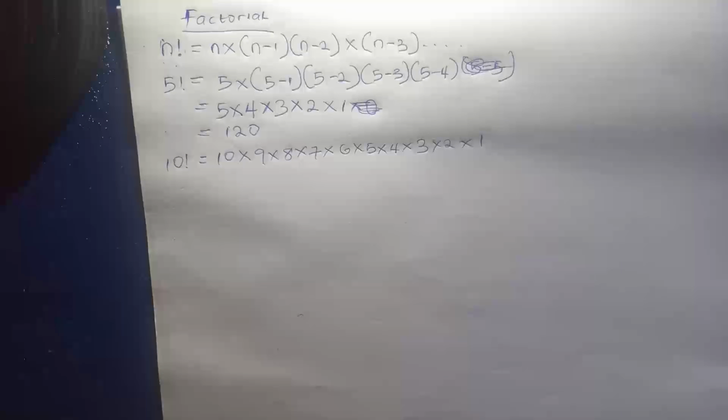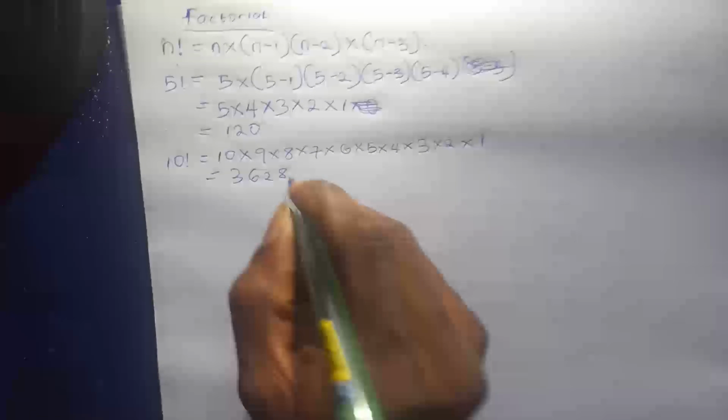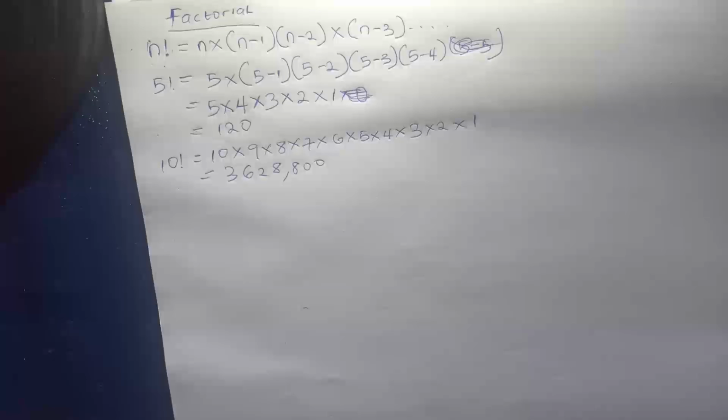Which will give us what? 10 factorial will give us what? 3628800.